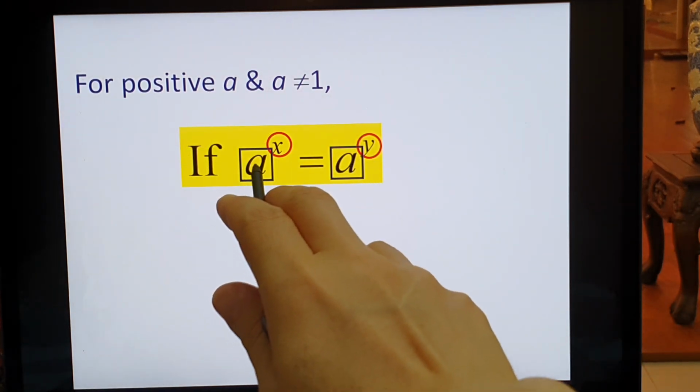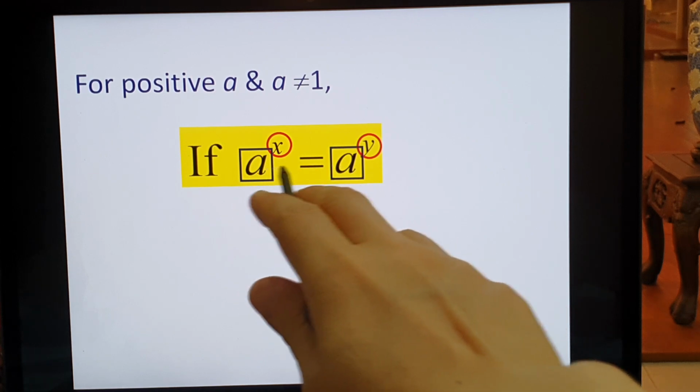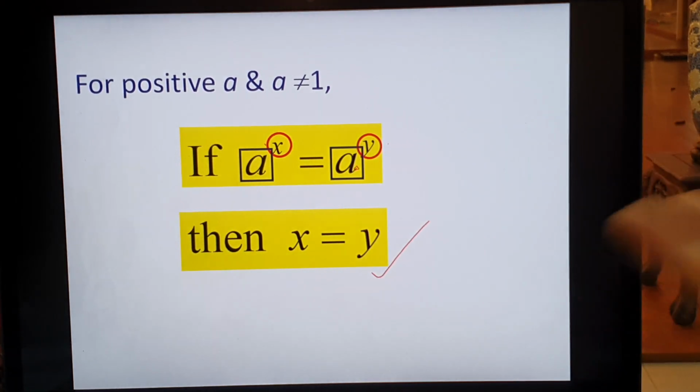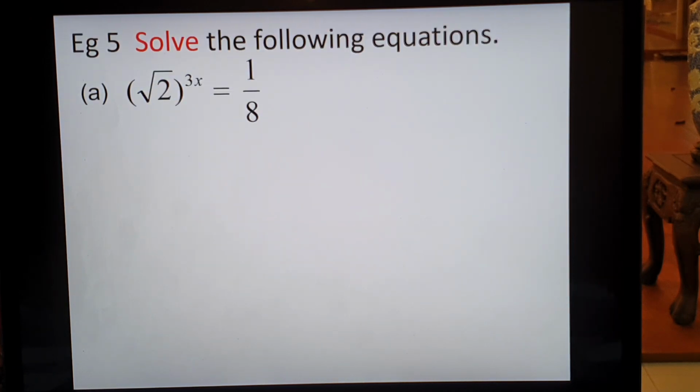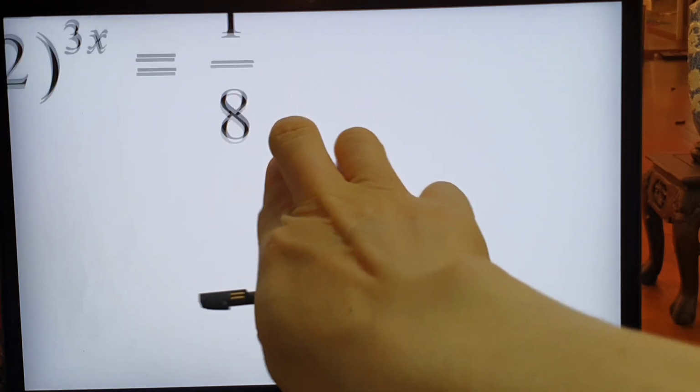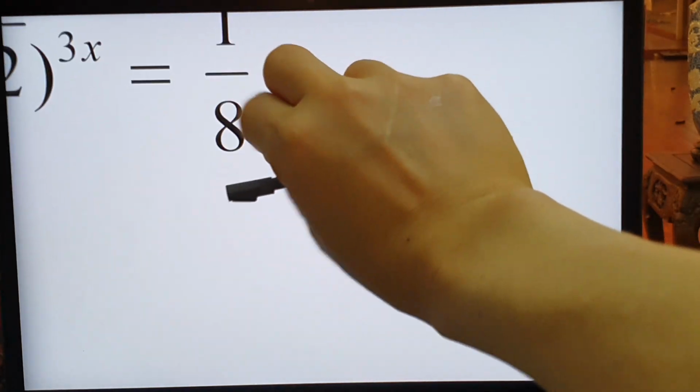This one, that's what I just said, right? If your base and my base are the same, of course your power and my power must be the same. So this is the thing that we're applying, alright? Now, how do you solve this? Change this to base 2. How do you change this to base 2?